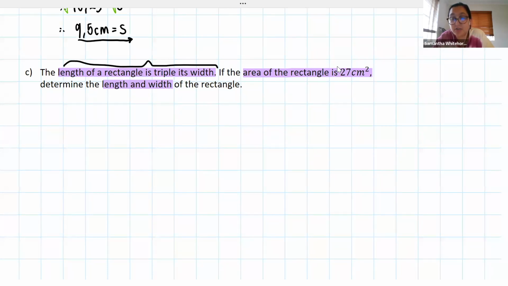Remember, guys, you can check yourself. Once you have a length and a width, substitute it back into your area of a rectangle formula and make sure you get 27 centimeters squared.